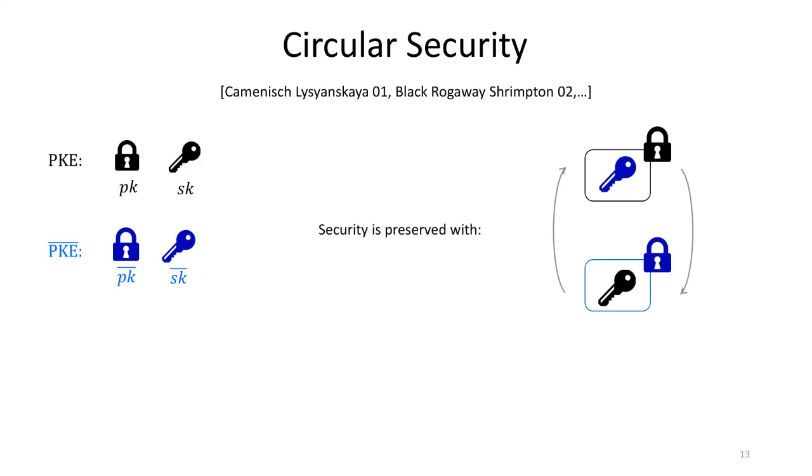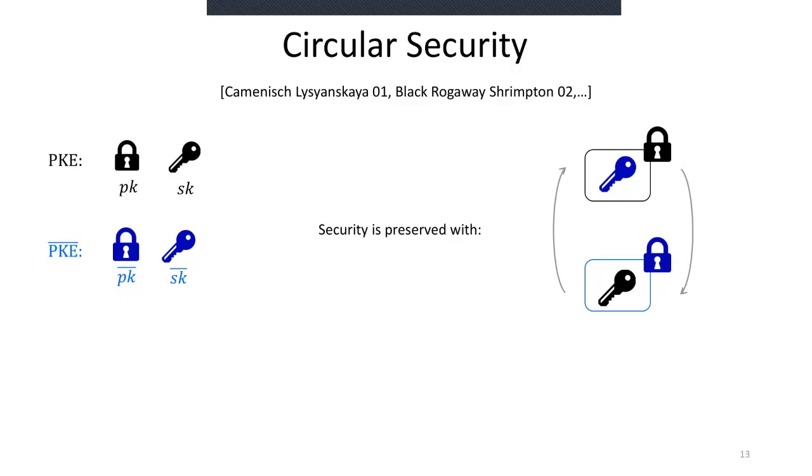It's a quite old idea that, roughly speaking, says take two public key encryption schemes, a black one and a blue one, that are secure. The assumption is that security is preserved in the presence of an encrypted key cycle, just like so. So an encrypted key cycle is an encryption of the blue key under the black scheme, and an encryption of the black key under the blue scheme.